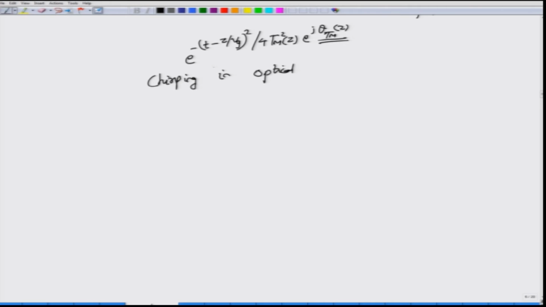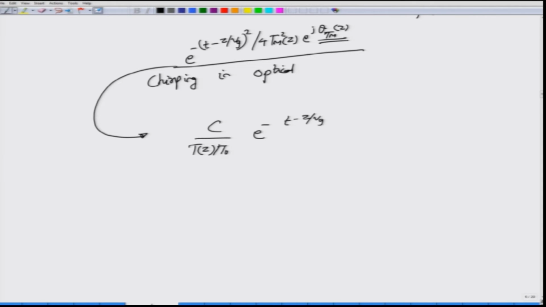A more careful analysis, by going to the tables of Gaussian function, will actually show that this expression which we have written down for t square of z can be written as c by t of z divided by t0 e to the power minus t minus z by Vg whole square divided by t square of z, and there is a phase factor e power j phi of zt minus beta 0 of z. Okay. So, this would be the expression for psi of z and t, taking all these constants. T0 is of course the original pulse width, or there is a square root here. So, T0 is the original pulse width and T of z is the pulse width at any point z.